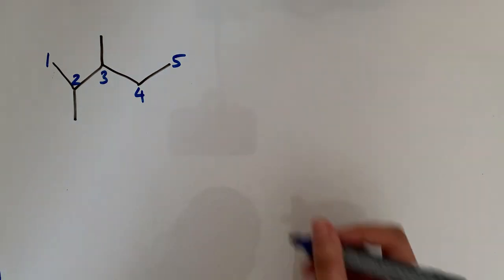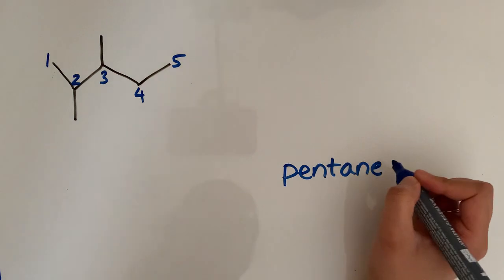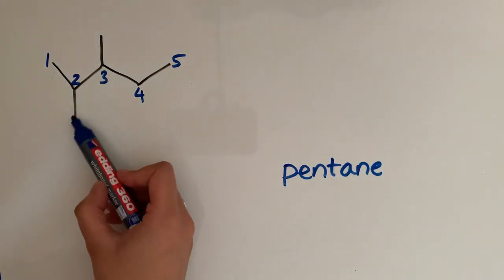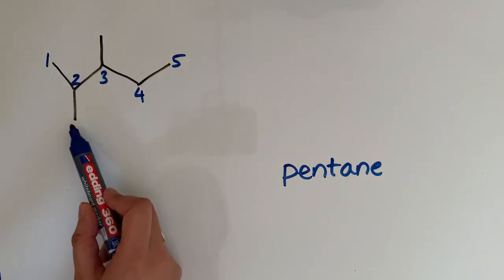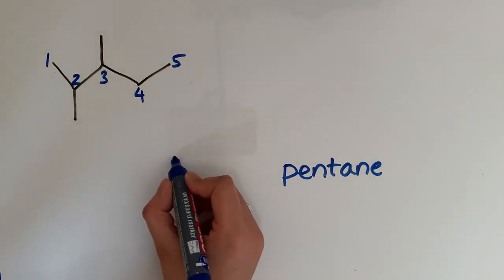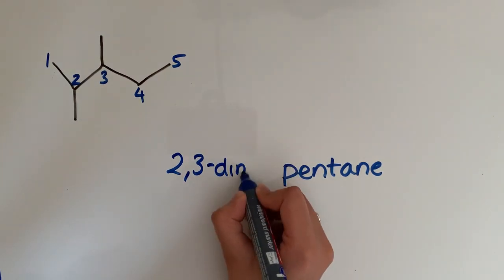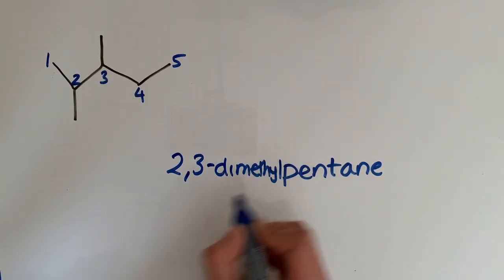So again, the longest carbon chain is going to end in pentane. And now I have a methyl group. So this is a methyl group, and that's a methyl group as well. I've got a methyl group coming off of 2 and off of 3. So it's going to start off with 2, 3, di, because there's 2 methyl groups, dimethyl pentane.